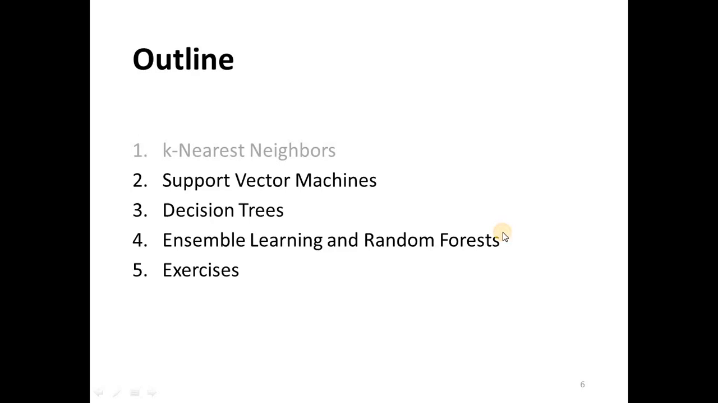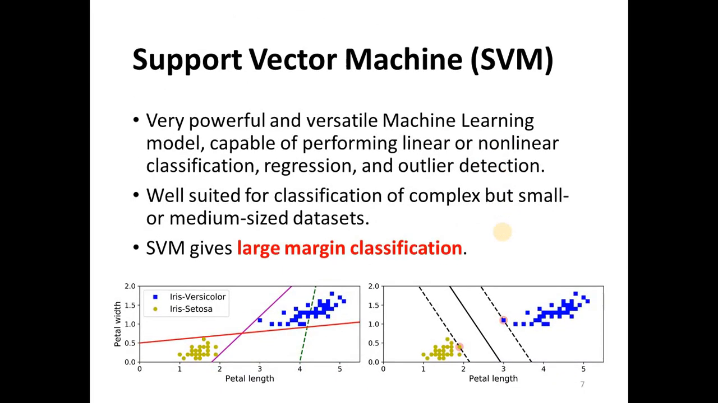Hello, this recording is about the second classical technique, support vector machines. Support vector machines, or SVM, are very powerful and versatile machine learning models. They are capable of performing linear or non-linear classification, regression, and outlier detection.